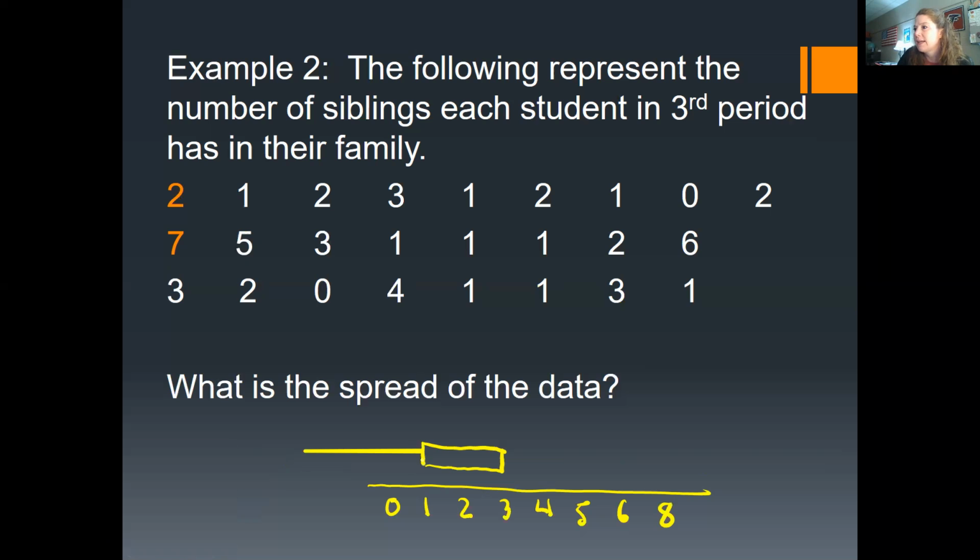From 1 to 3. And then the line in the box points toward the median, which is a 2. And then pretend this line's not here.